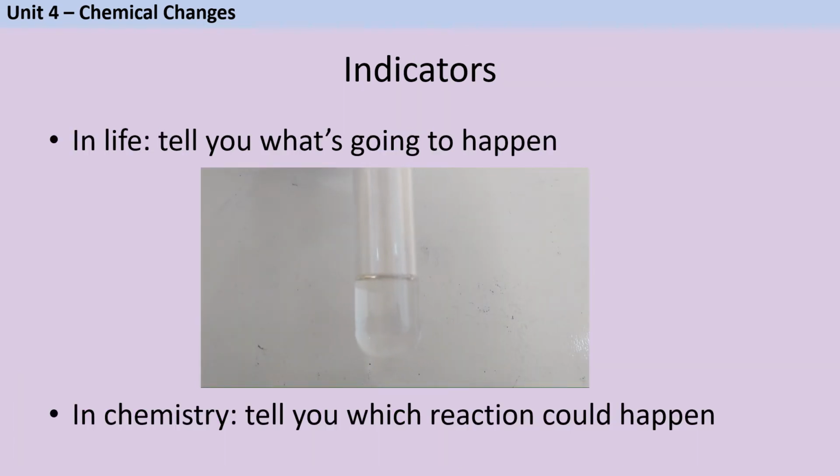In everyday life, an indicator tells us what is about to happen. If a car puts its indicator on, then I know it's about to turn. In chemistry, indicators help us to know which chemical reactions might happen.